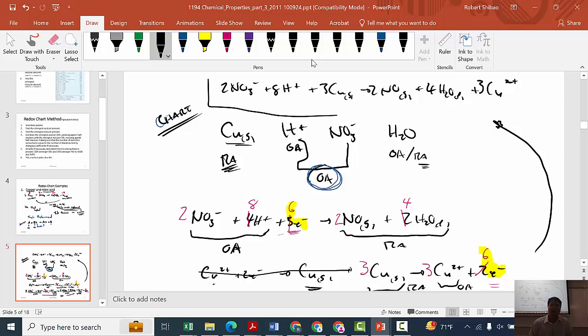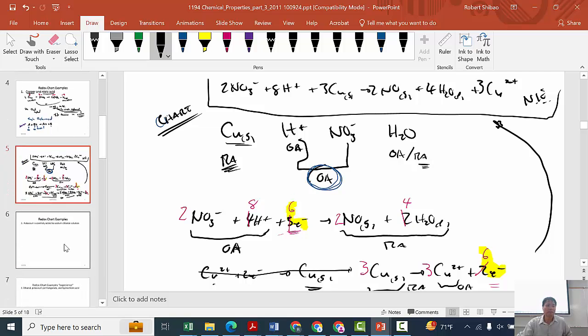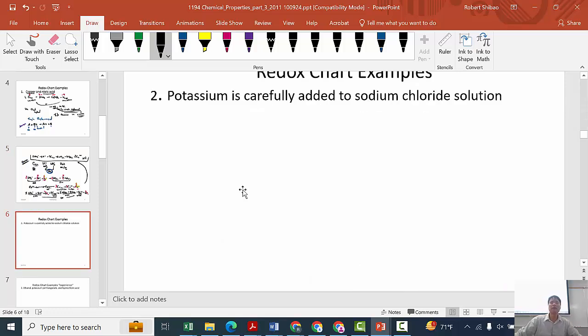So what we're left with is the NIE. And so the chart method yields the NIE. If I want the CE and the IE, I'd have to work backwards to get it. But normally we just want the NIE anyway, so it's all right. Are there any questions on this one? Let's do another example here.